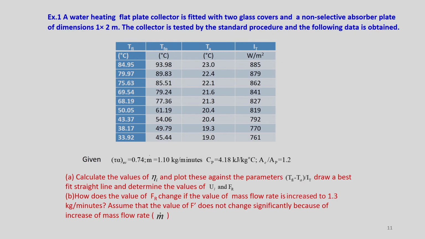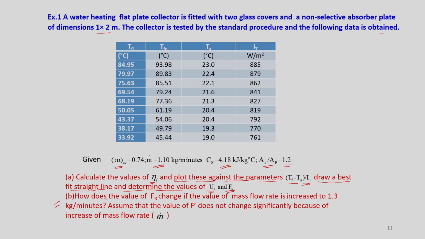Now, let us take a numerical problem. It goes something like this: a water heating flat plate collector is fitted with 2 glass covers and a non-selective absorber plate of dimension 1 by 2 meter. The collector is tested by the standard procedure and the following data is obtained. Okay. So, tau alpha average is given, mass flow rate is given, Cp of water is given and Ac by Ap is given. Okay. Now, we need to calculate the values of instantaneous efficiency and plot these against the parameter Tfi minus Ta divided by It. Then we need to draw a best fit straight line and determine the values of UL and Fr.